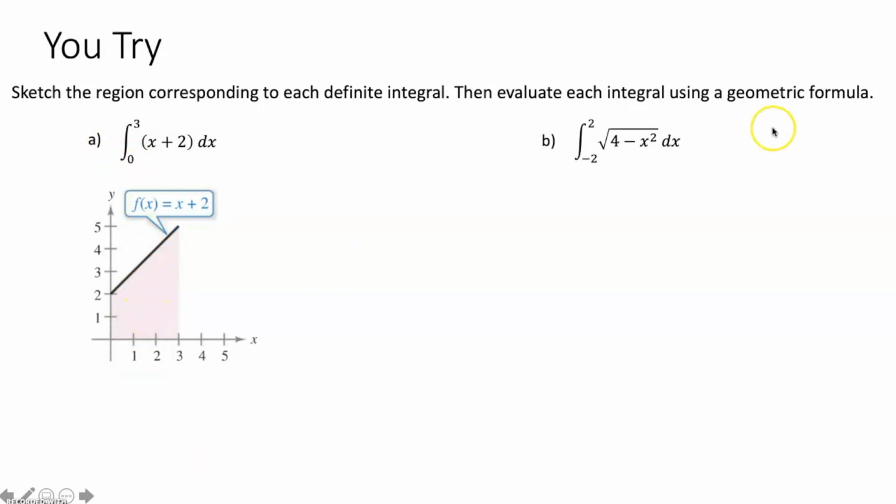Now, we have to use a geometric formula in order to find this area. So what is this shape? Well, it's actually a trapezoid that was tilted backwards. Here, this is one of the bases. Here, this is one of the other bases. And the distance between the bases is your height. So that would be this distance right here.